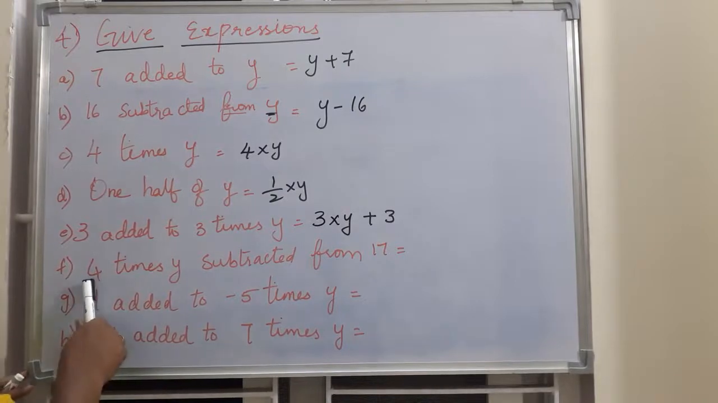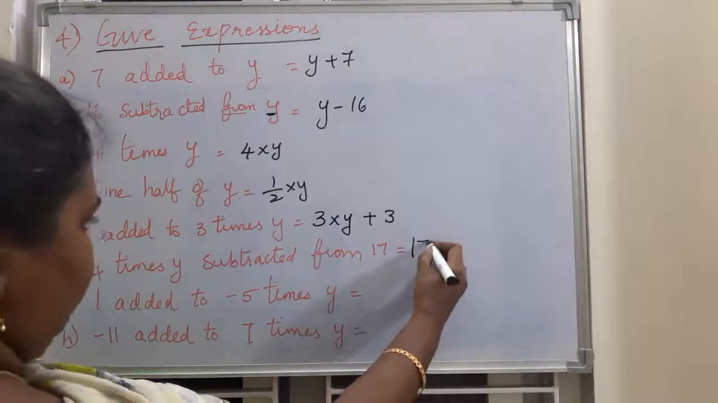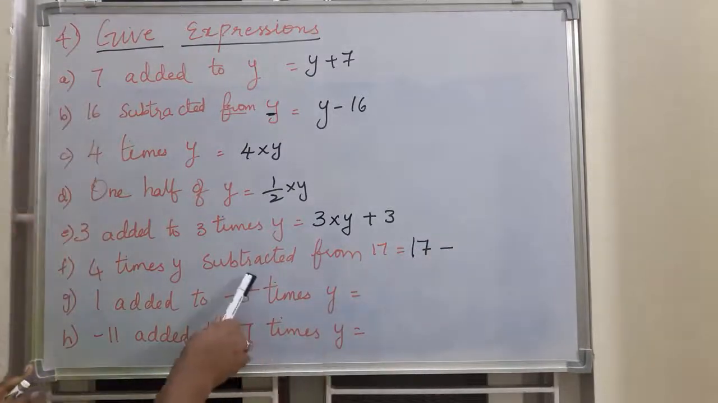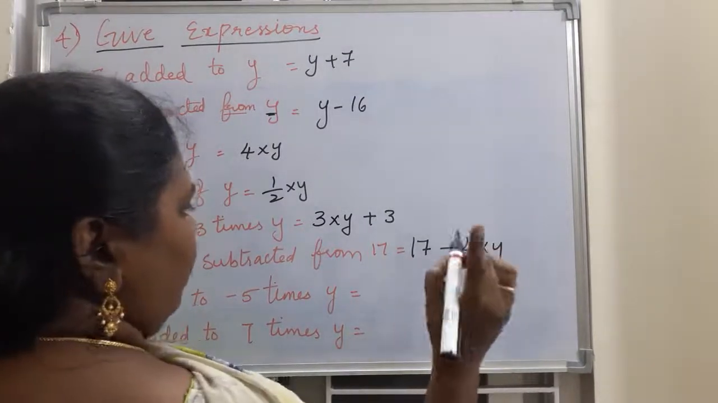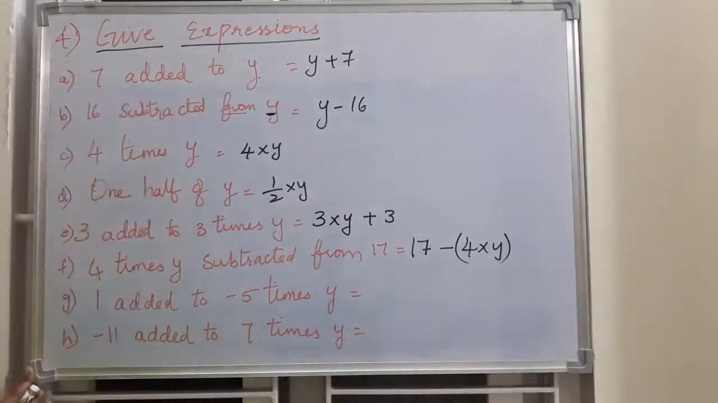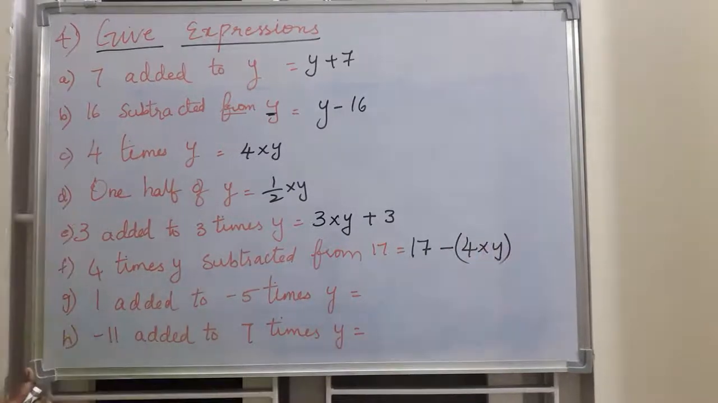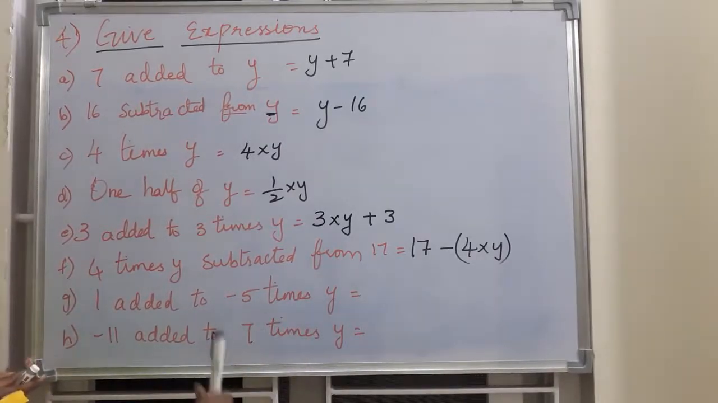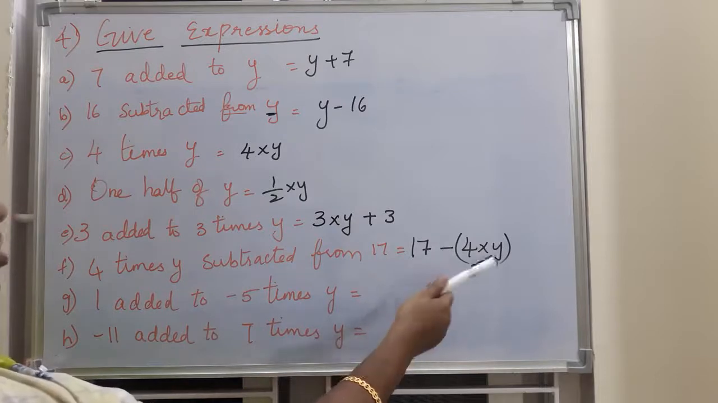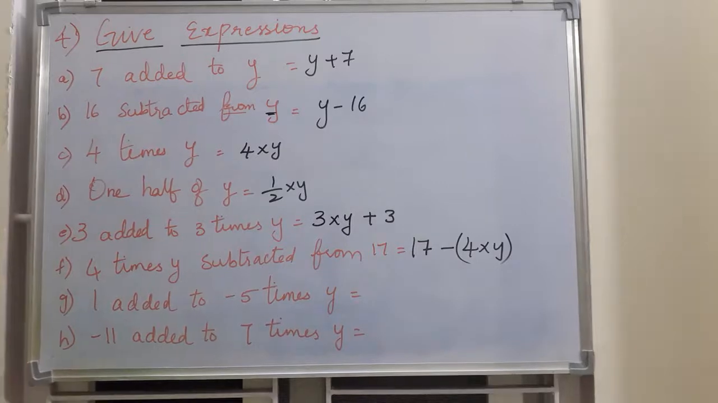So okay. 4 times y subtracted from 17. So from 17, 17 should be first. From this what you have to subtract? 4 times y. 4 times y means 4 into y. One thing you have to do is put a bracket, because when you have subtraction and multiplication like this, we'll just put a bracket over it. I think in BODMAS rule we did like this. If you remember, solving using brackets, we have to do like this. When there is addition, of course you need not do like this, but for subtraction, just put a bracket. Of course for addition also you can keep a bracket, no problem.